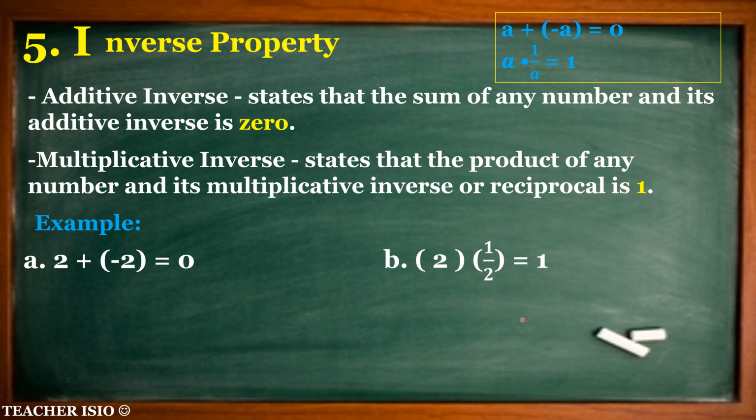So, eto ang itsura ng inverse property. So, huwag kayong malilito sa inverse at saka sa identity. Sa identity, nasa loob si 0, pero sa inverse, nasa labas si 0, under of addition. Sa multiplication naman, nasa loob si 1, si inverse naman nasa labas.